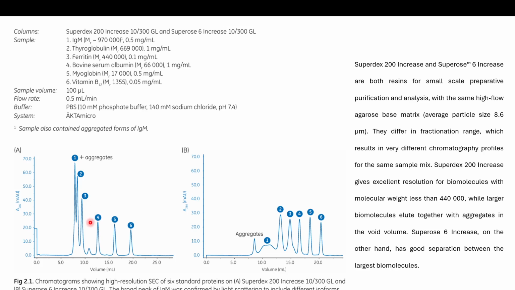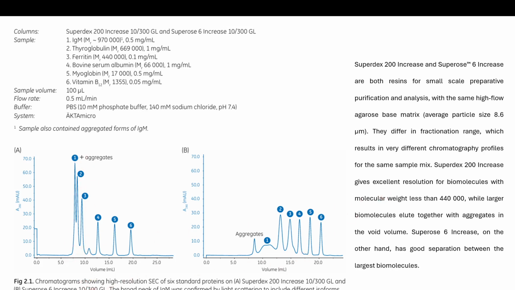But depending on the porosity and packing of the matrix, it can't really resolve biomolecules above 440 kilodalton. This is why these biomolecules, greater than or equal to 440 kilodalton, can't really enter the pores. They will move through the spaces outside the pores of the resin of this particular matrix, Superdex 200 increase, and will elute out in the void volume. They will form aggregates and elute out there.